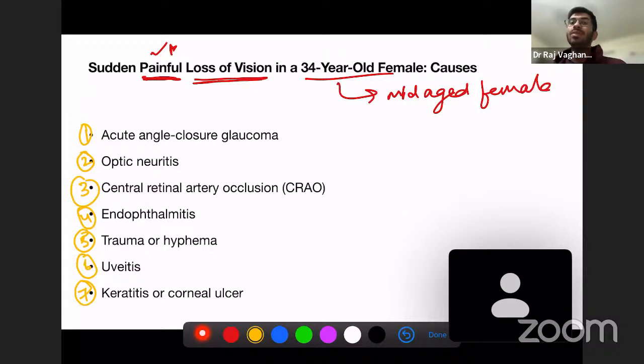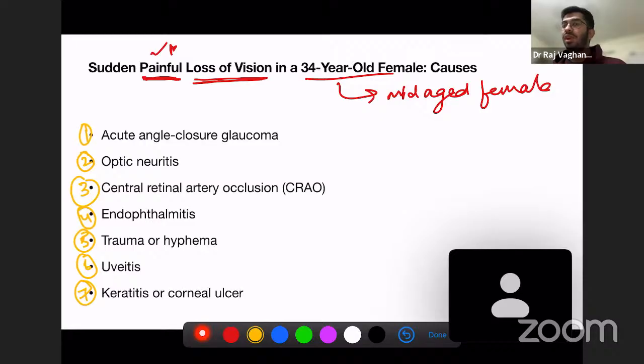There can be glaucoma, optic neuritis, central retinal artery occlusion, endophthalmitis, trauma or hyphema, uveitis, that is inflammation of the uveal tract, and keratitis or corneal inflammation. So these are the 7 causes for sudden painful loss of vision in a mid-aged female.